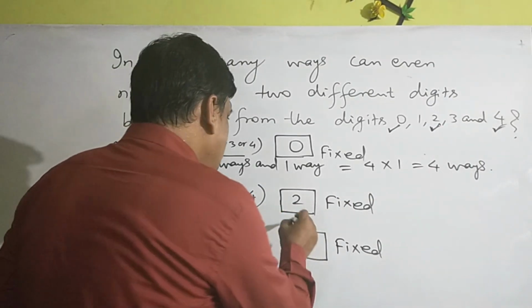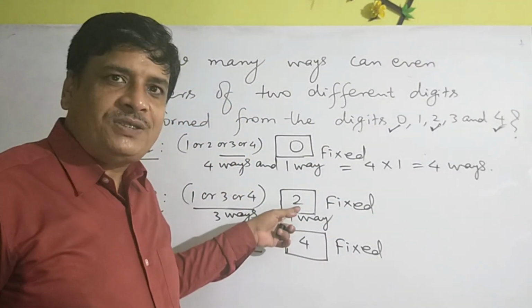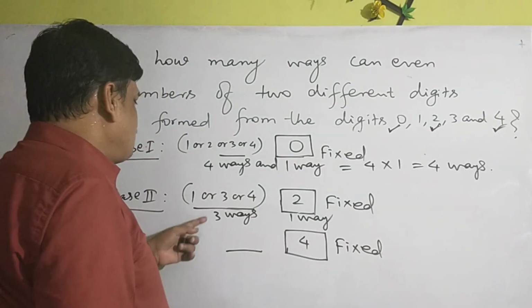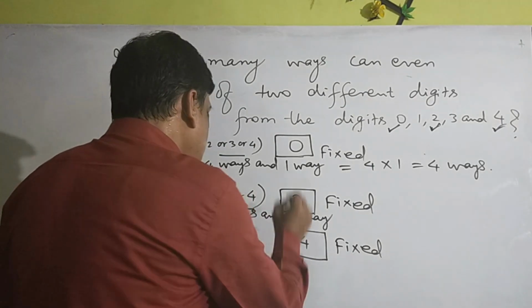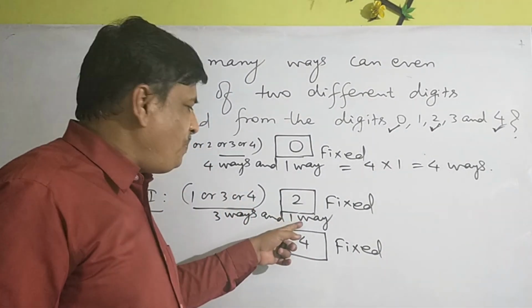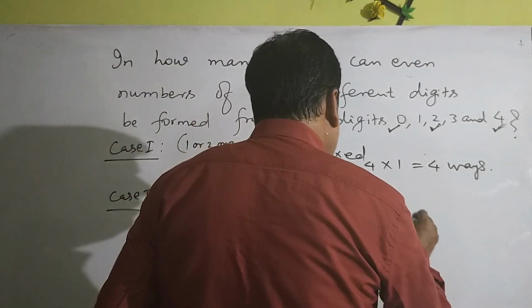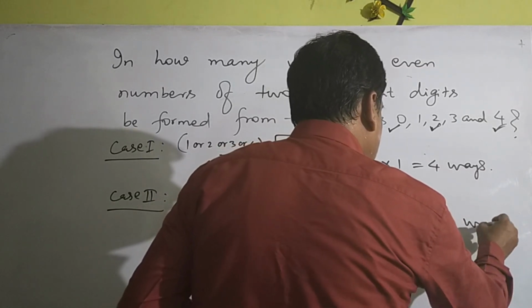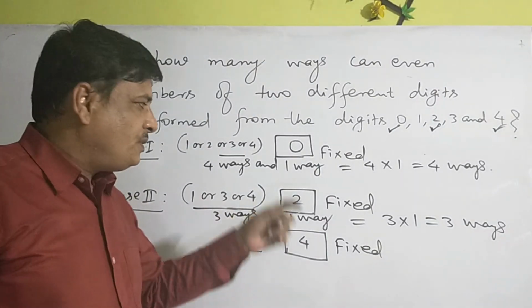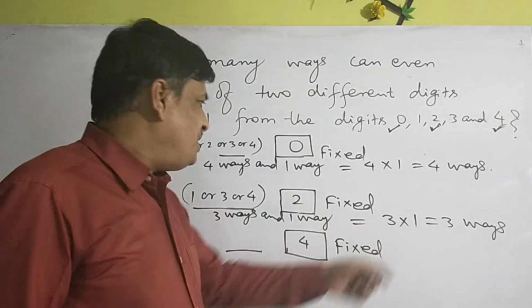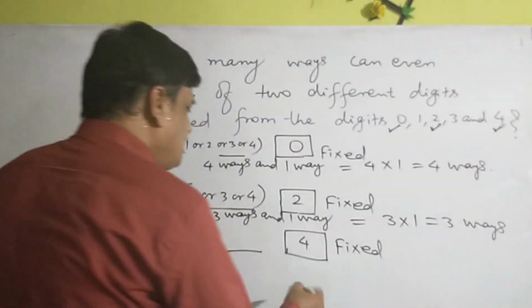So the tens place can be filled in 3 ways while taking 2 at the unit place, and the unit place selection for 2 is 1 way. The product of these two gives the number of ways by which the even numbers having unit place 2 can be formed. It is 3 ways.